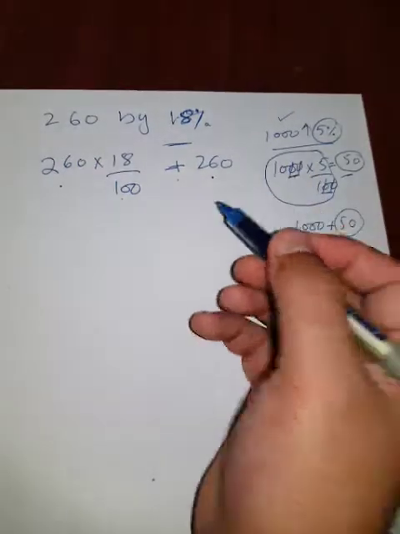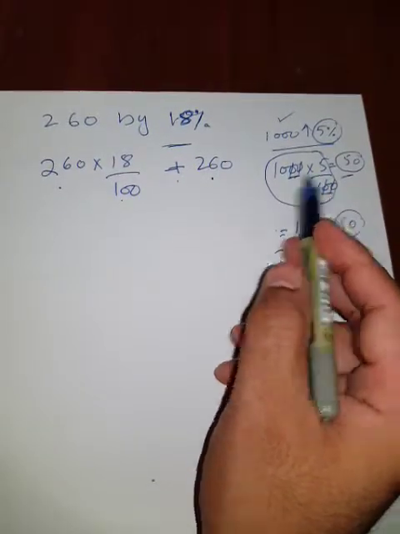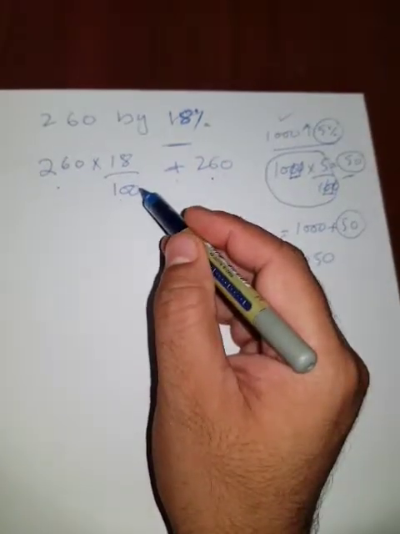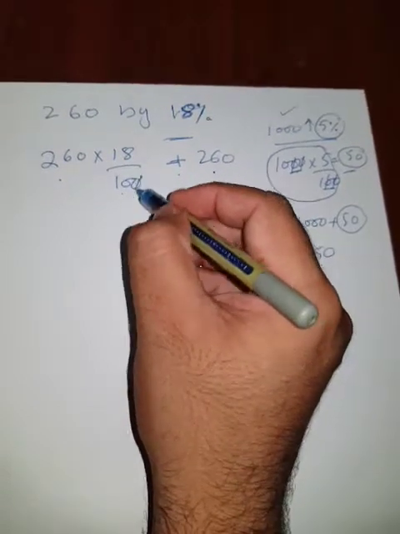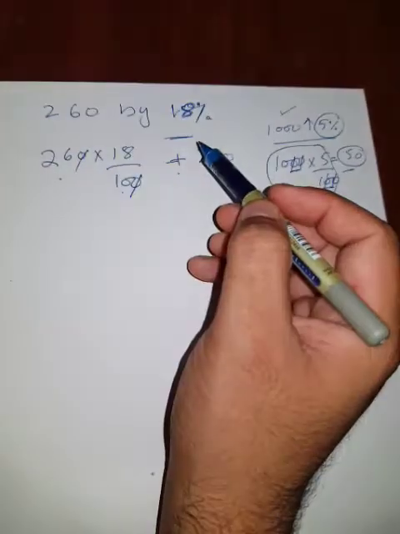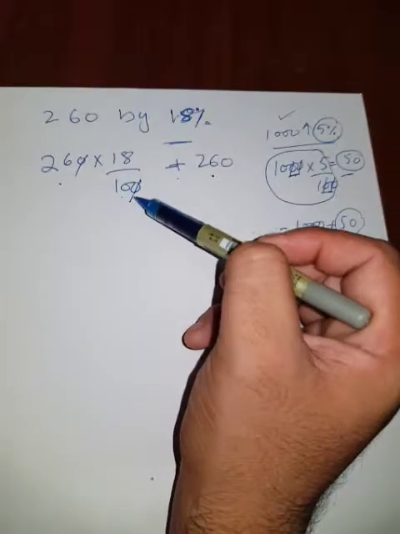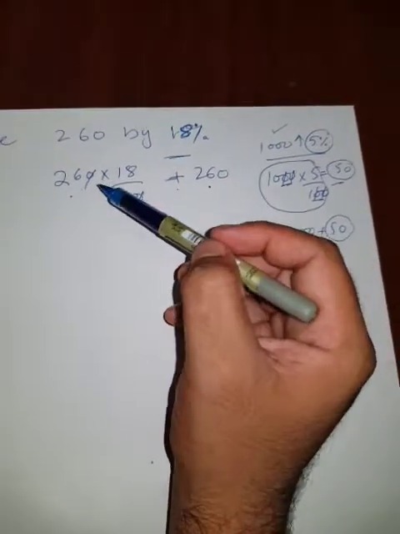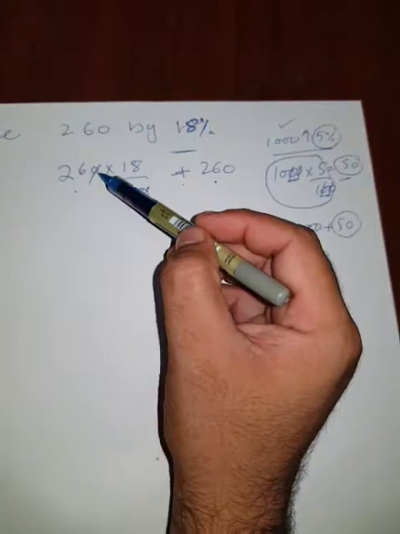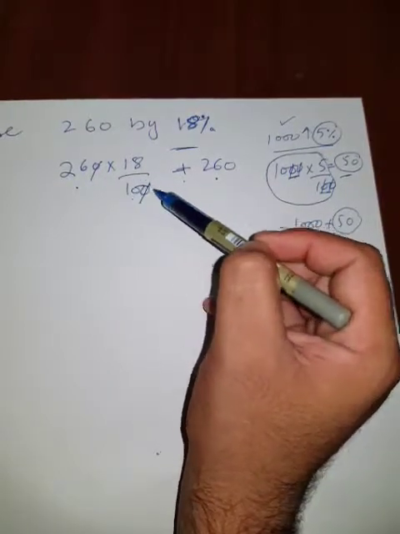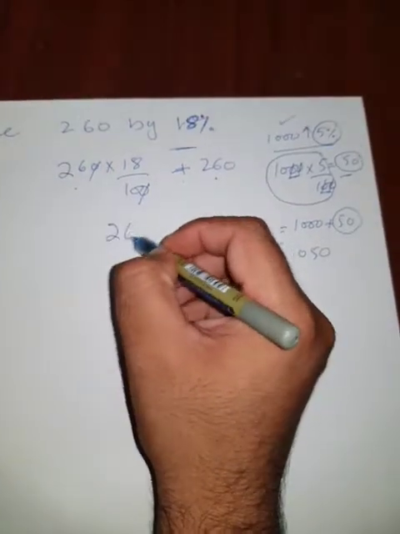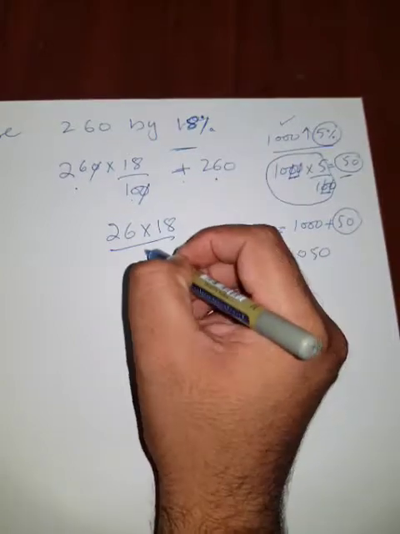So let me solve this part first. The method I did here, I'm going to show you now. I'm only cancelling this 0 with this 0 because I have only one 0. If I had another 0 here, I'd be simplifying this 0 with this 0 again. But since right now I don't have to, I have only one 0 up here. So in the numerator, I cancel that 0 with this one. Now my new number is what? 26 times 18 over 10.